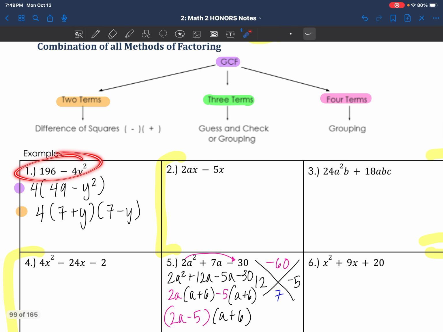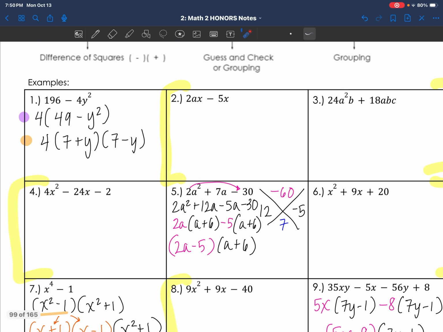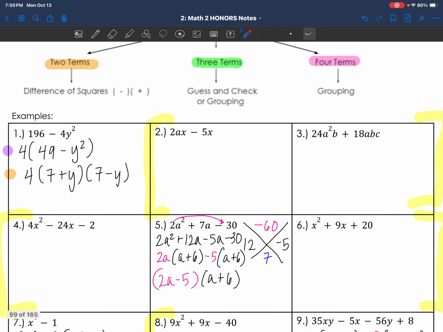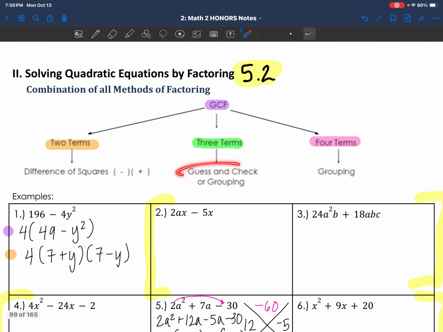So for this first one, I would definitely do the GCF first, and you're going to have 49 minus y squared. It's even, so we know it's a perfect square. 49 is going to break up to 7 and 7, and then y squared is going to take to y and y. Make sure one set has a positive, the other set has a negative, and then don't forget to bring your GCF down.